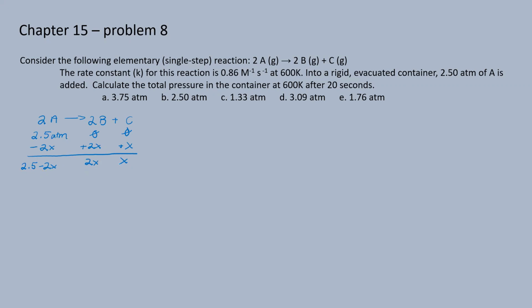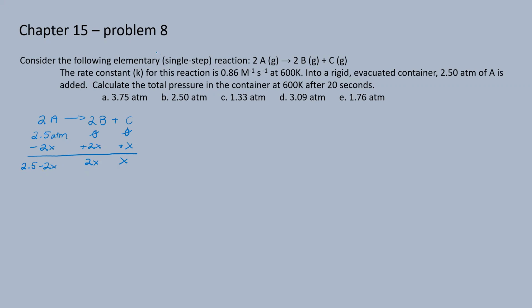So now the question is, how in the world are we going to solve for x? Well, we're given time, and we know that the equation of the line has time in it. But the question is, which equation of the line do we use? Zero order, first order, second order?